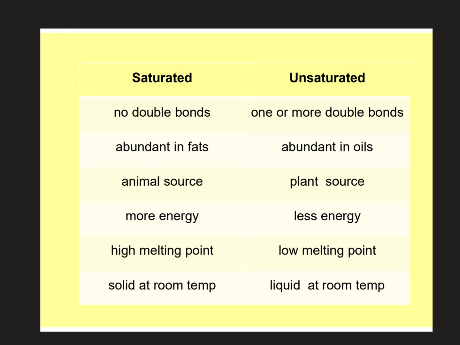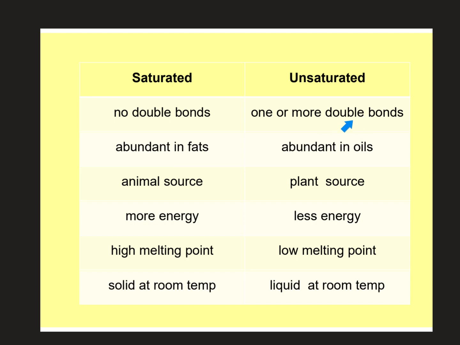Properties of saturated versus unsaturated. You do need to know these. So we've already done the bonds. Saturated is what we tend to talk about in fats. Animal source, they tend to have slightly more energy. They have a higher melting point, so that's why they are solid at room temperature.